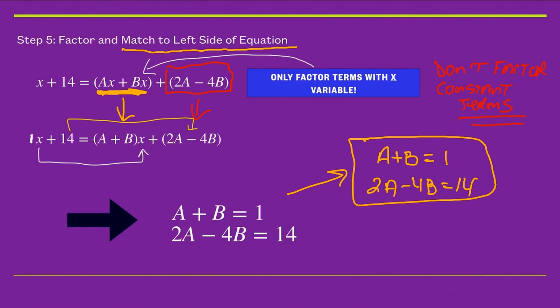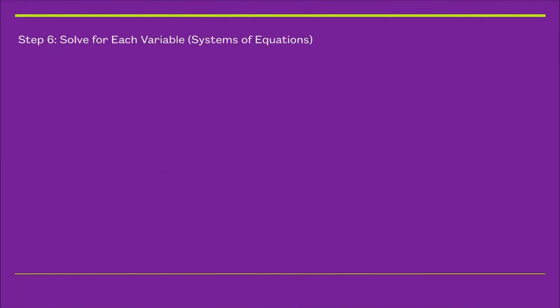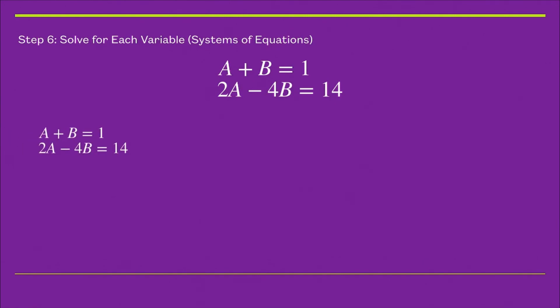Now the next step is we're just going to solve this system. All right, so we just have a few more steps to go. You can see right here, I've got a plus b equals 1 and 2a minus 4b equals 14. And we're just going to solve this. So I have a choice. For this system, we could do elimination or substitution. I think I'm just going to do elimination. So I'm going to break that out a little bit, and there's the system.